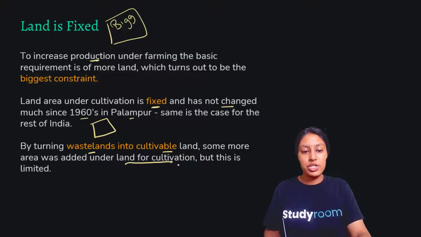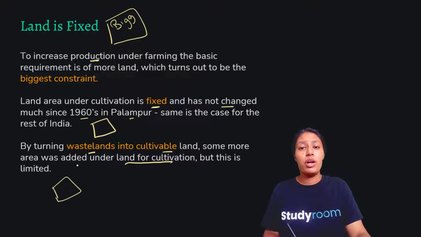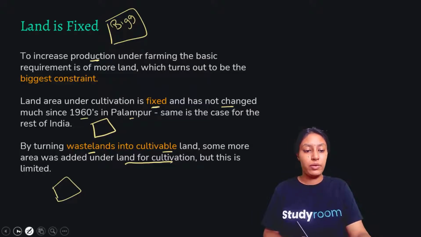Next point is, by turning wasteland into cultivable land, some more areas were added under land for cultivation, but this was limited. Now, what is a wasteland? Wasteland is basically a land which is not being taken by any private company, a government land which has been converted into cultivable land so that more crops can be grown.